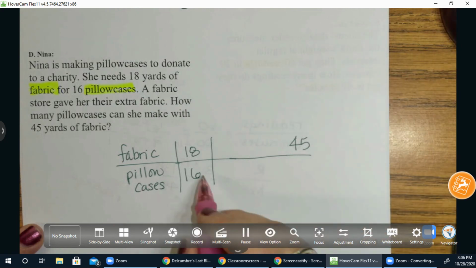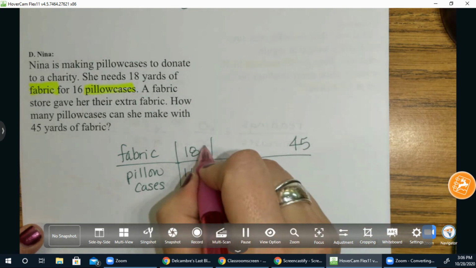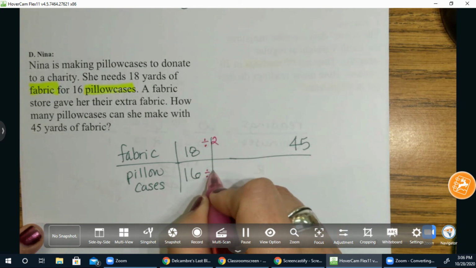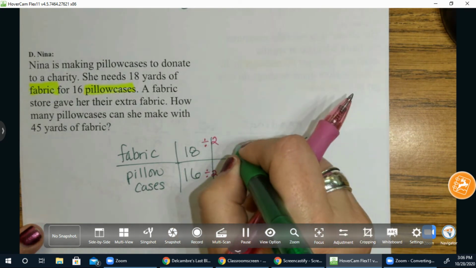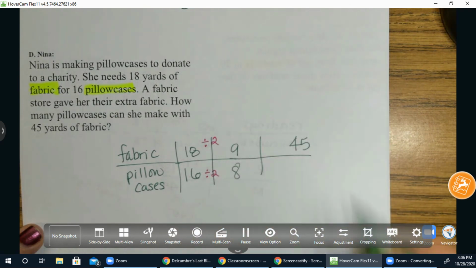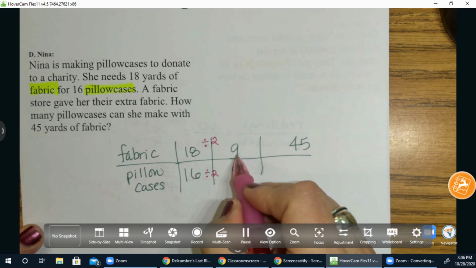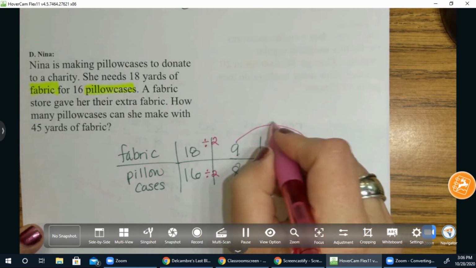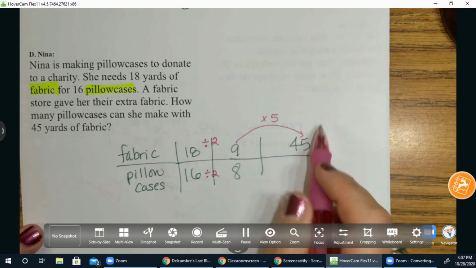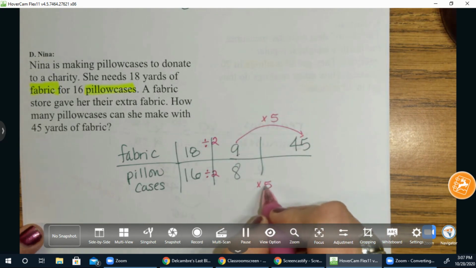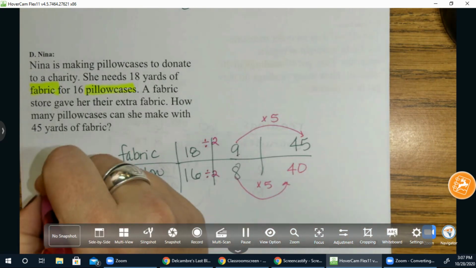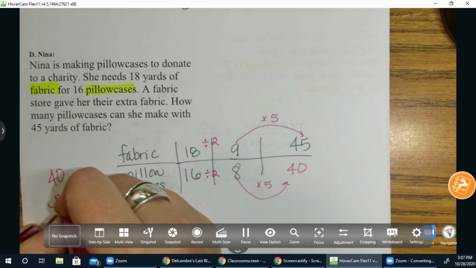Well, if I take this, I can simplify by dividing by 2. So if I divide by 2 here and divide by 2 there, I get 9 over 8. Now, that's a friendly number, and I can turn 9 into 45 by multiplying by 5. So if I multiply by 5 here, multiply by 5 to the bottom, so my answer would be 40. So it would be 40 pillowcases.